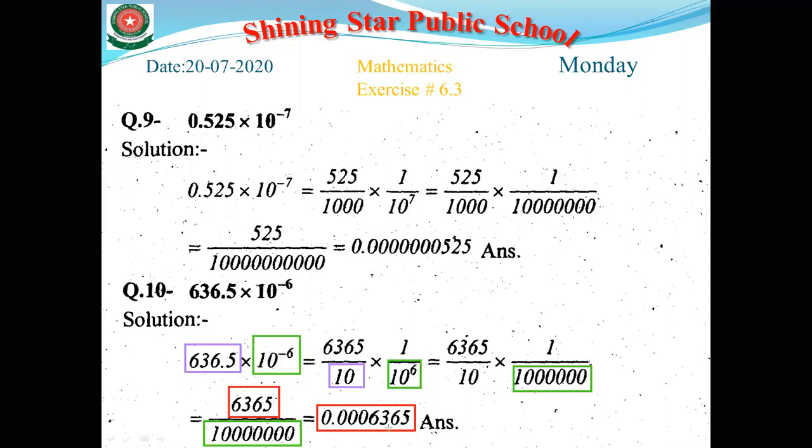So our answer is right, because we know that if we have 7 zeros in the denominator, we have to write 7 digits after the point in the answer. We have only 4 digits, so that's why we write here 0, 0, 0 and 6365.